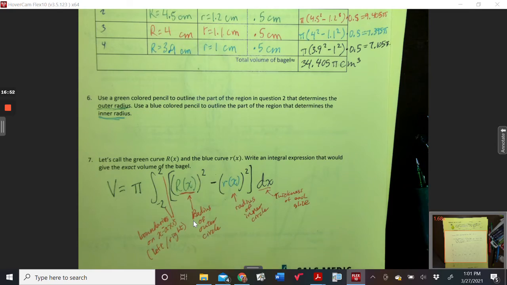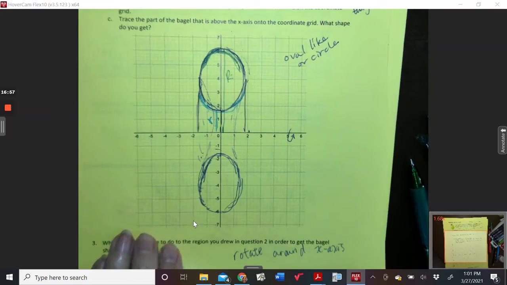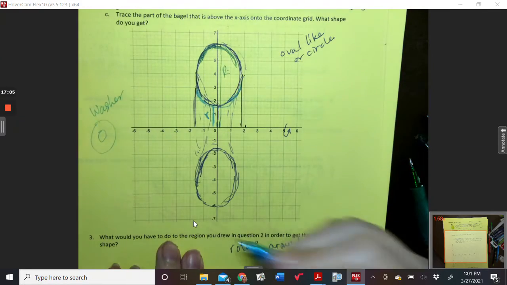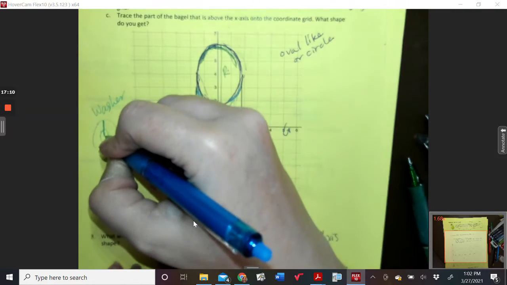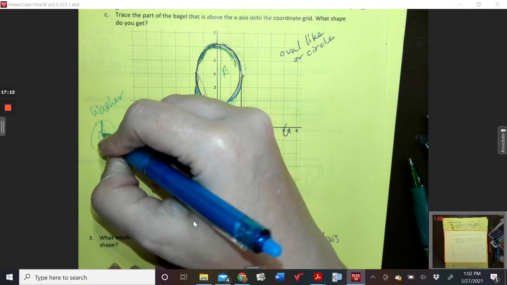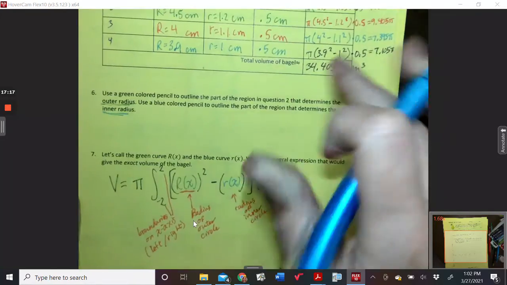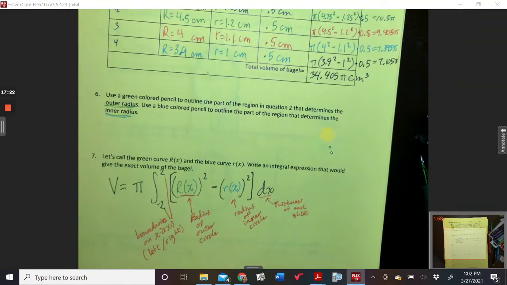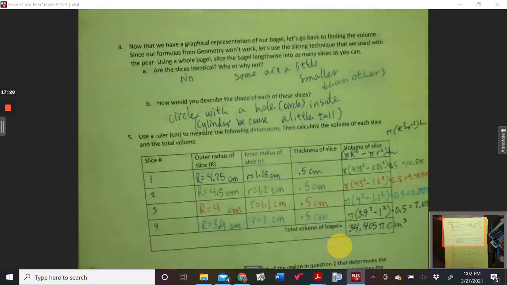Okay, this is called a washer. So let's just really quickly, before we get any crazier, when there's a hole in the middle, we're talking about a washer. Okay, and so big R is from there and little r is right there. So this is known as the washer method, and that's that. Let's take a look at our box.